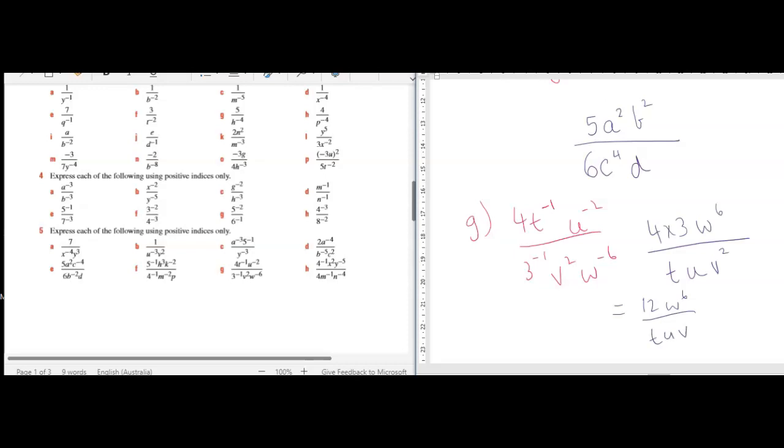Could you hear me singing the alphabet in my head? There we go. So TUV squared.